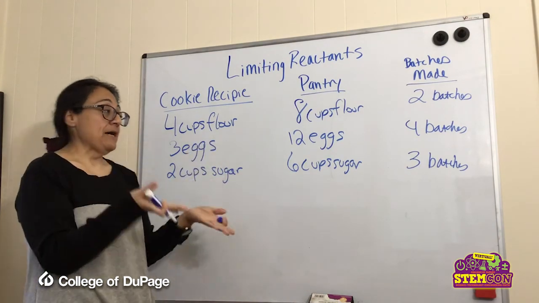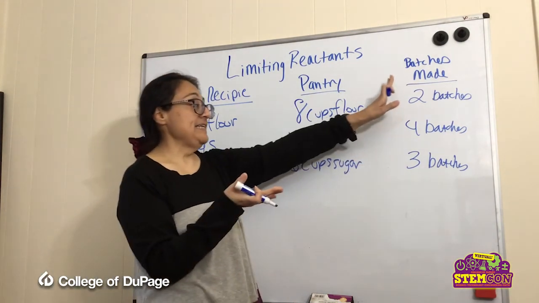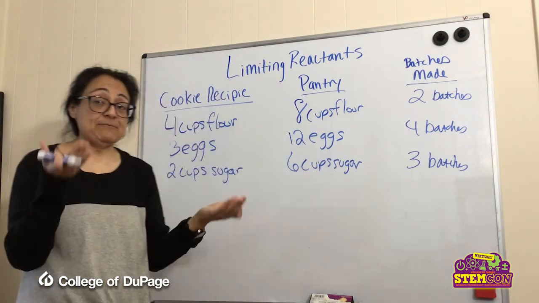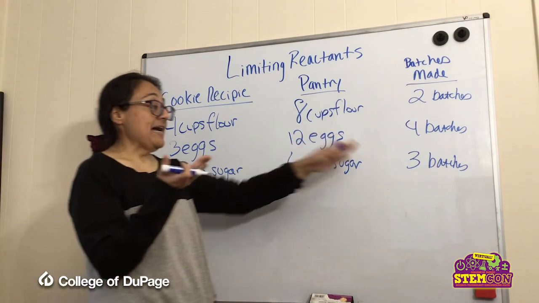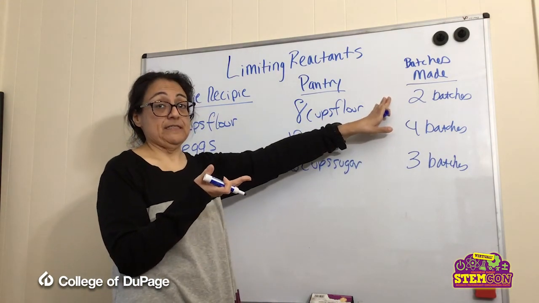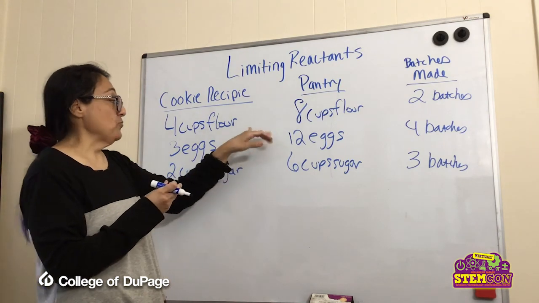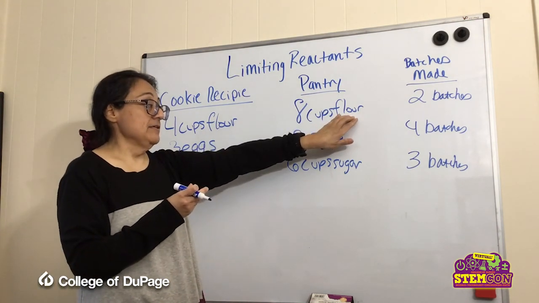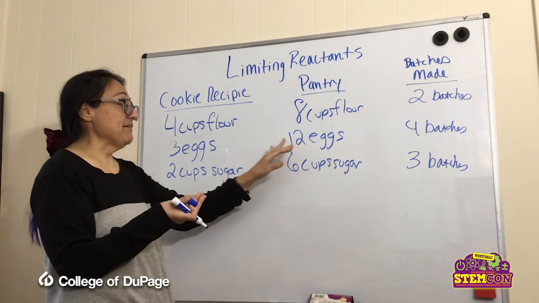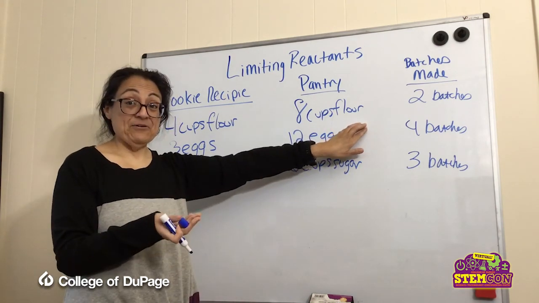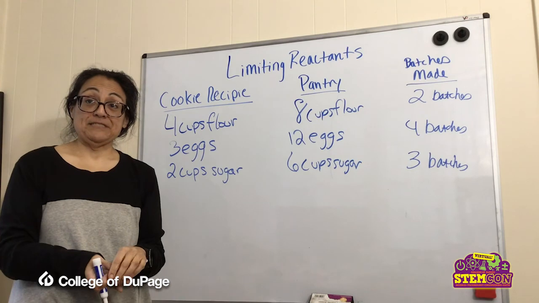Now, the problem is that these are all different numbers. So how many batches of cookies can I actually make? Well, I can only make 2 batches of cookies, right? And the way that you know this is because once you're out of the flour, that's it. There's no more cookies. You could have like 300 eggs, right? But once you're out of flour, that's it. The cookie making stops, right?